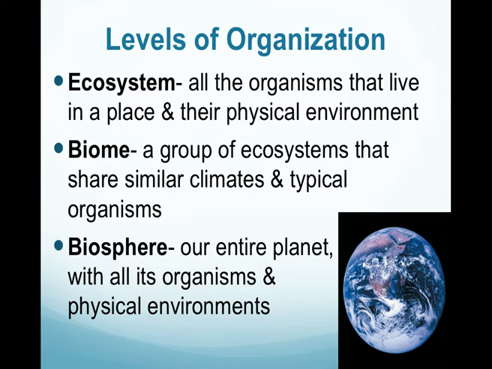An ecosystem is all of the organisms that live in that place and their physical environment. So that now includes things like the water, the temperature, the sunlight, along with all of those living things. A biome is a group of ecosystems that share similar climates. You should have learned about biomes before. Your biomes are things like the tundra and the taiga and the grasslands. They have similar climates and similar organisms that can be found there. And then finally, we have the biosphere, which is all of the planet with all of its living things and all of those physical environments.